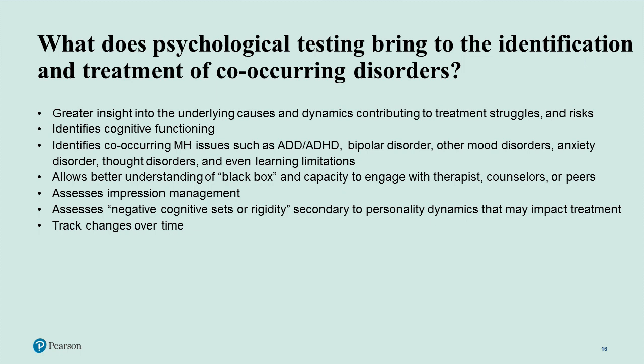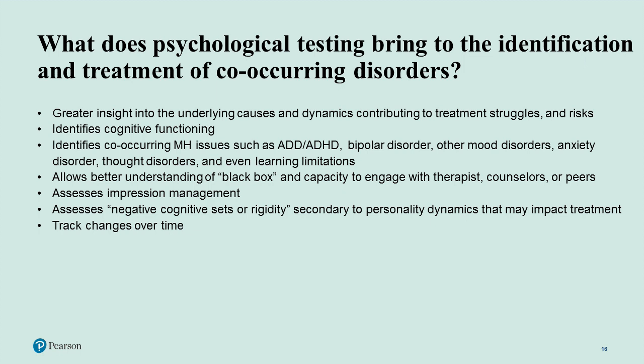So what does psychological testing bring into the identification of these co-occurring disorders? Well, first, it provides an opportunity to get some more nuanced insight into some of the underlying causes and dynamics that are contributing to the treatment struggles and risks that they're encountering. So it's really moving beyond just the pure behavioral problem of if you need to stop using, then things will begin to resolve. Because there are often co-occurring issues related to, for example, PTSD, ADHD, other bipolar problems that may be driving some of those behaviors.